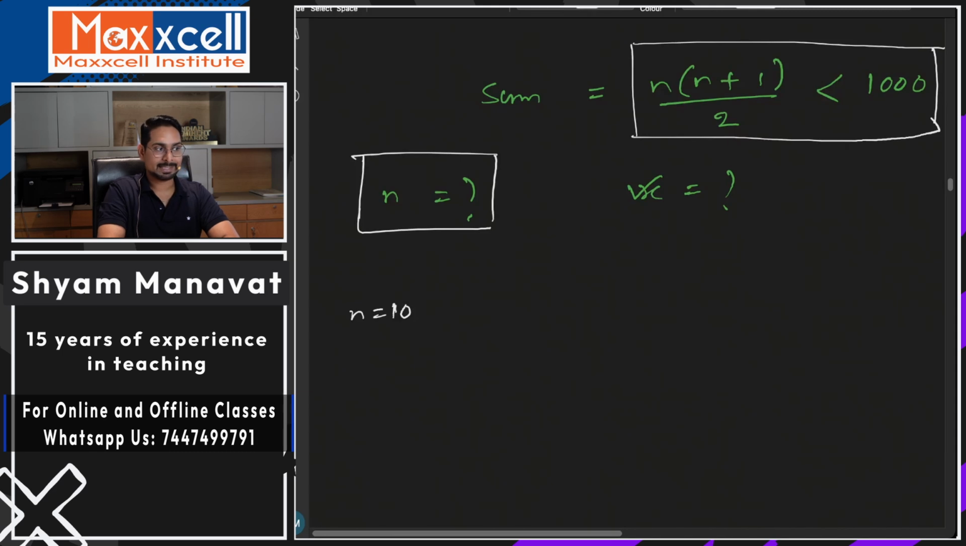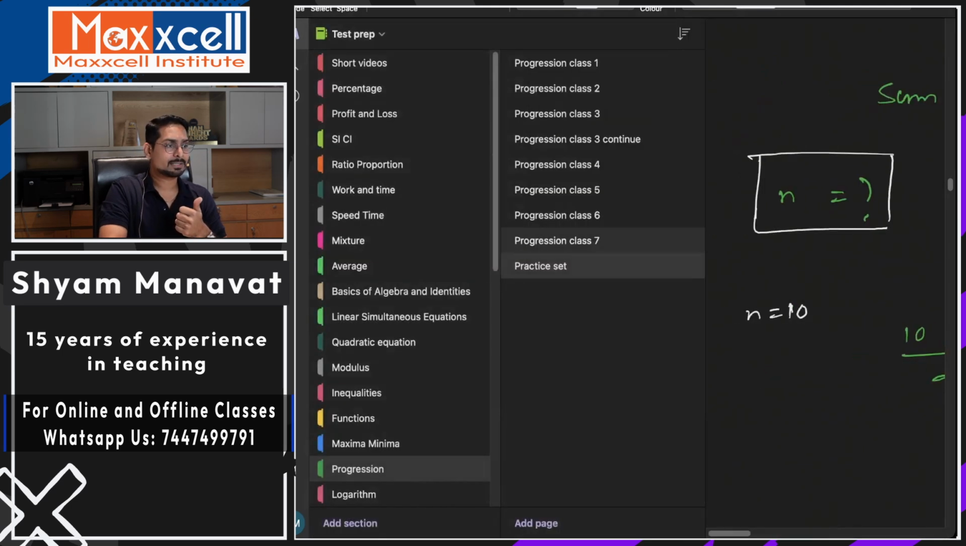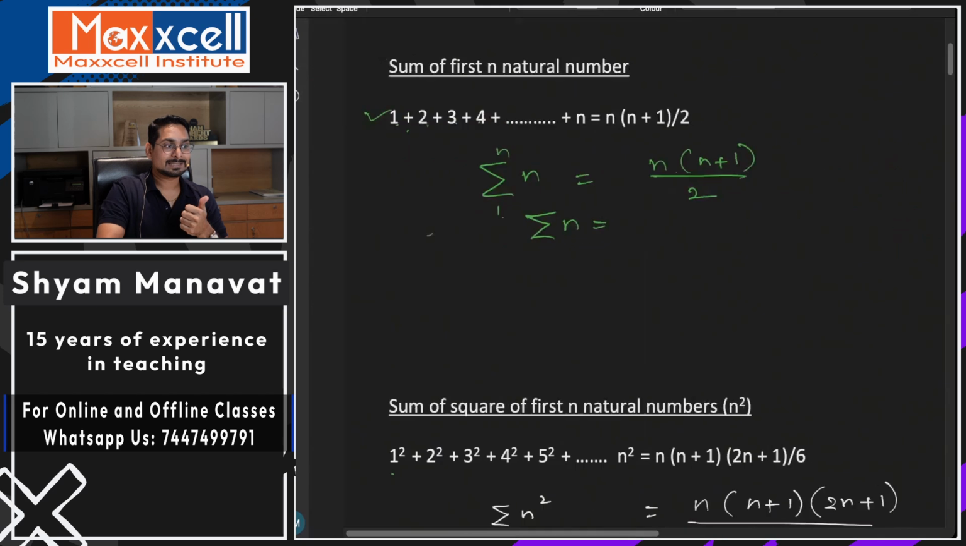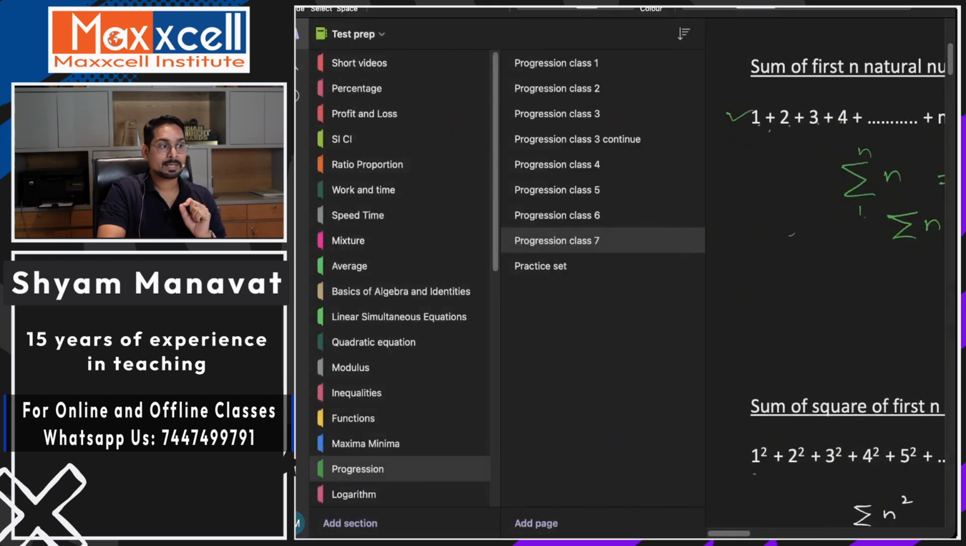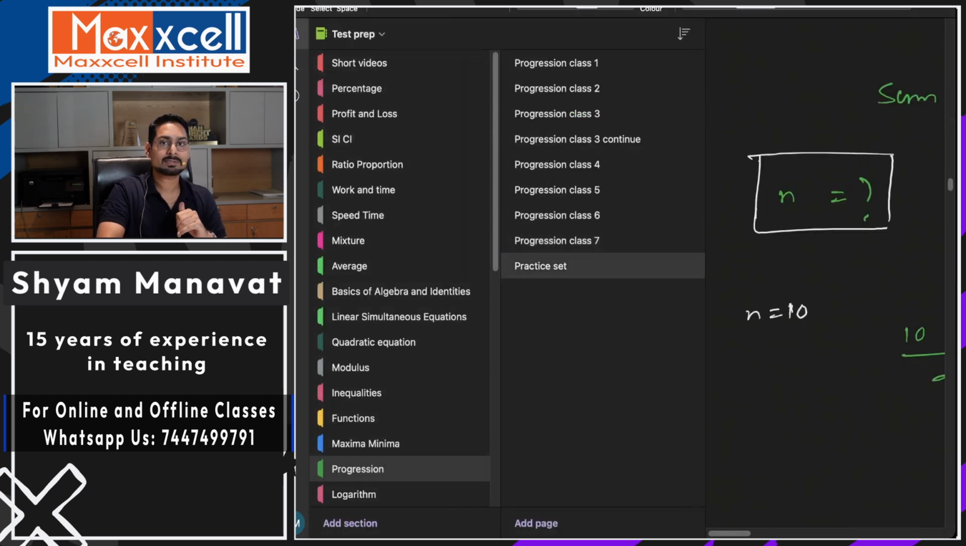If I substitute n equal to 10, what is the sum of natural numbers up to 10? That will be 10 into 10 plus 1, which is 11, divided by 2. I hope this is fine with you. We have discussed such kind of questions in lecture number 7 of progression. So please go through concept builder lecture number 7 of progression. Then you will understand this question even better.